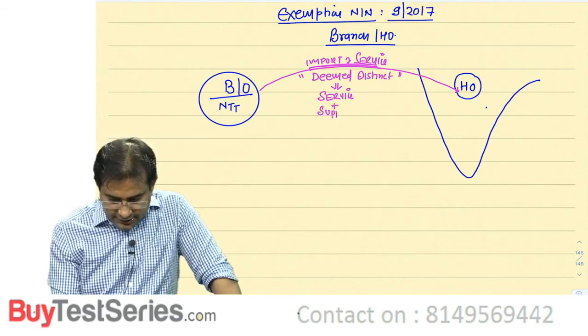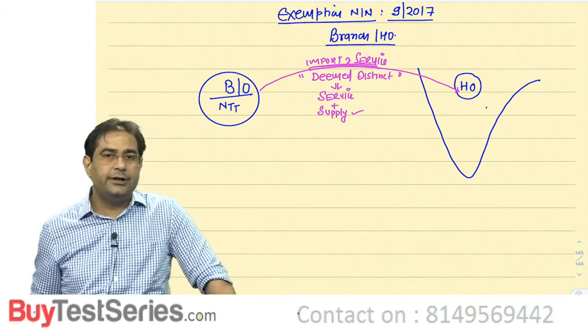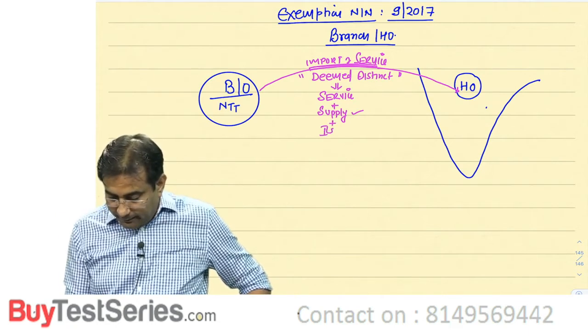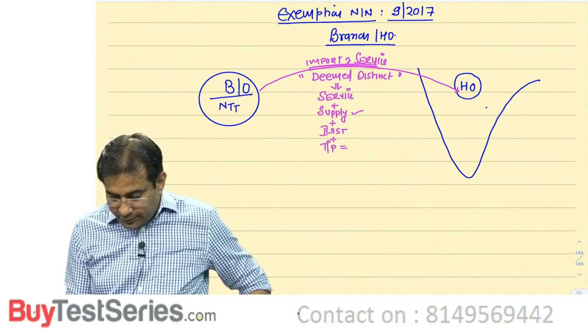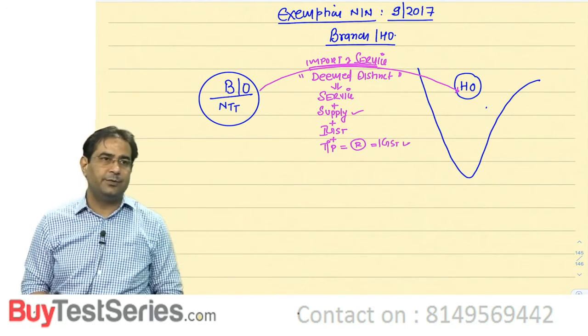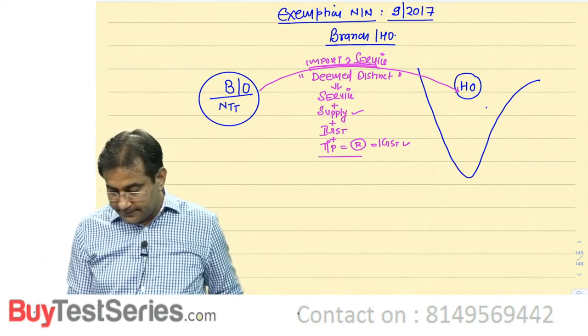Basically, the transaction between the deemed distinct persons will always be treated as a supply. And finally IGST is applicable, and the taxable person would be the recipient, and finally it will be liable to GST, that is IGST. IGST would be collected from the recipient unit. Is it okay? Yes, sir.